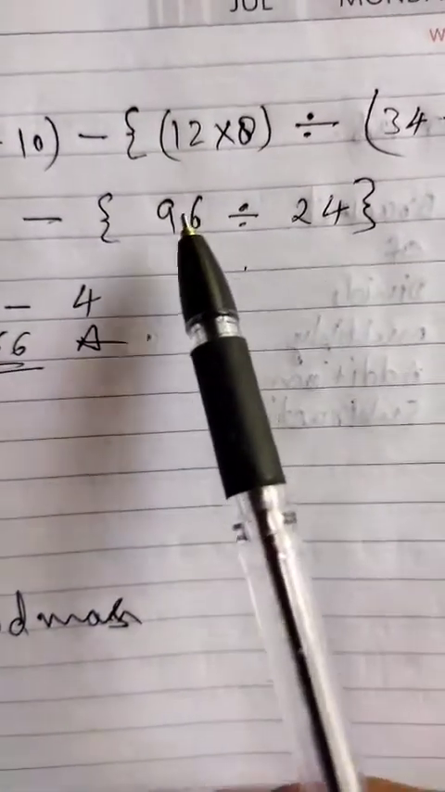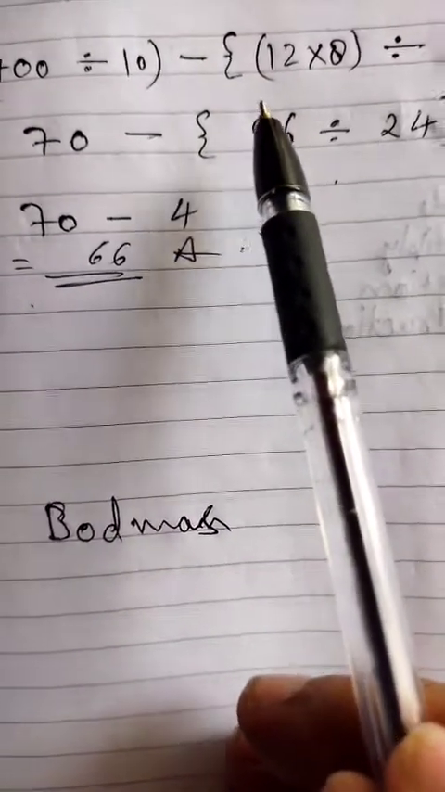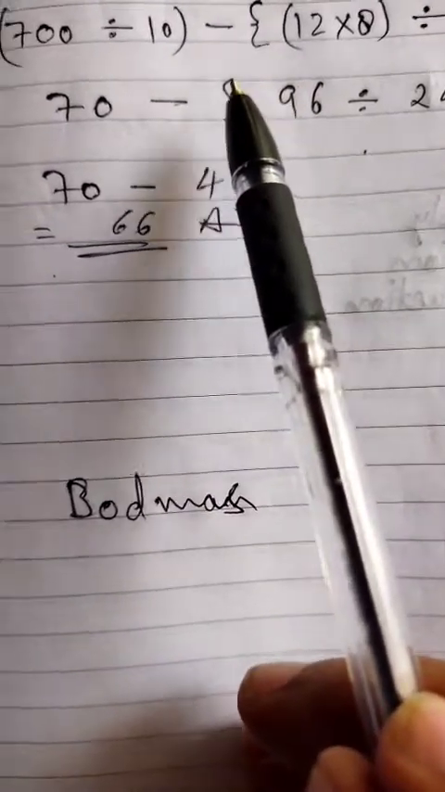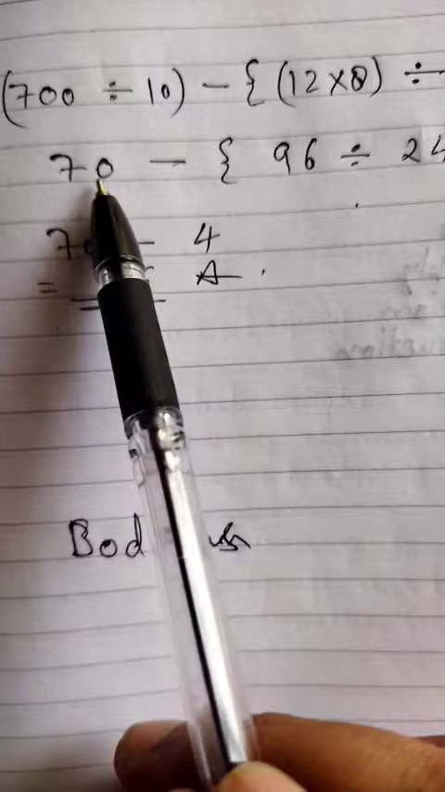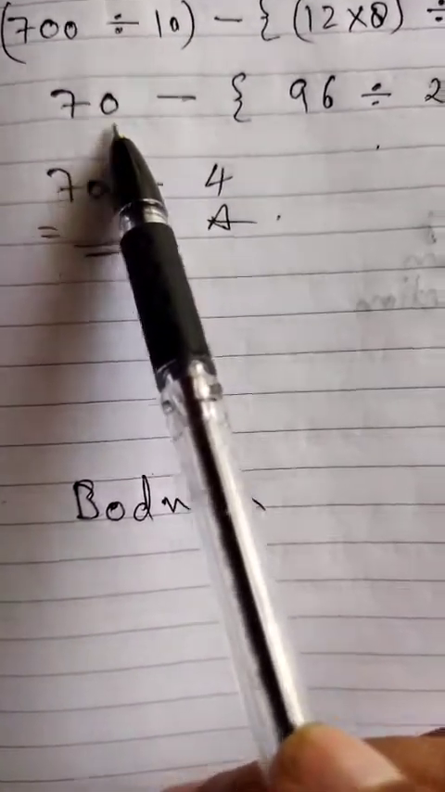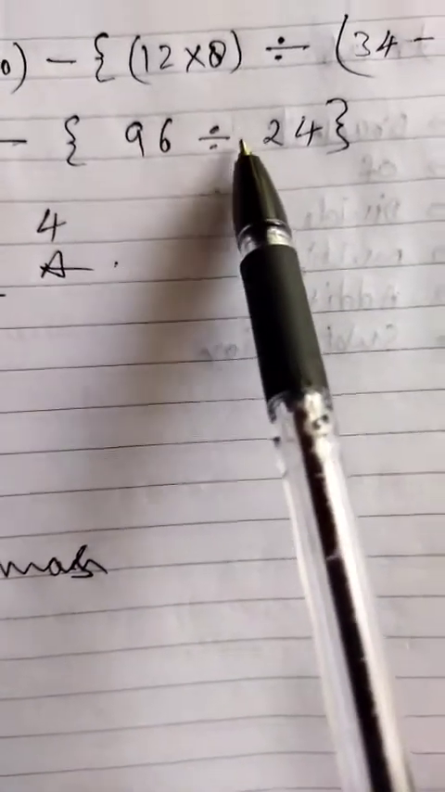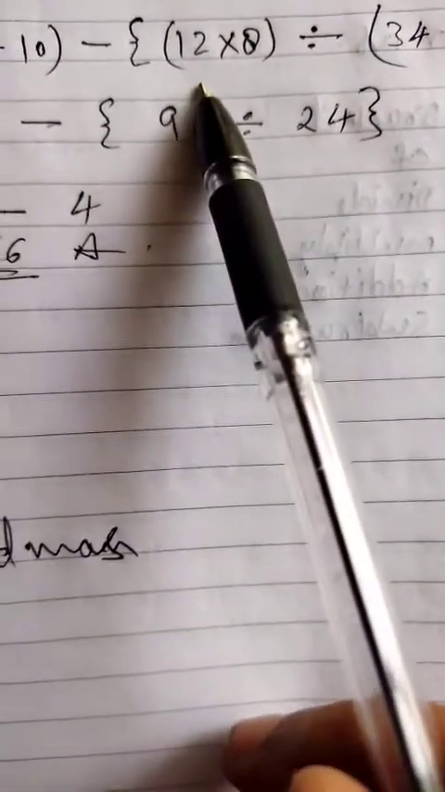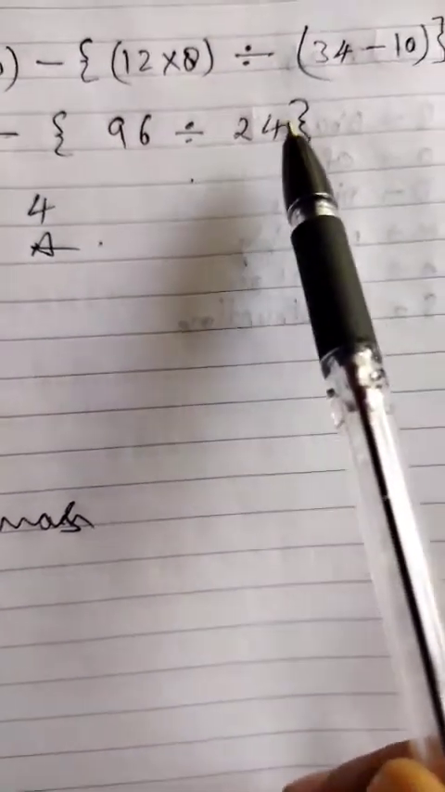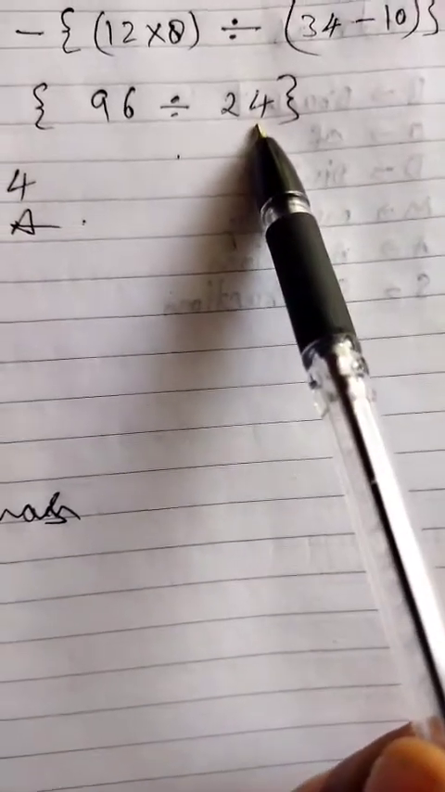Then again you will find there are many brackets, so all the brackets have to be solved at once only. But first of all we will solve the small bracket, then the curly bracket. In the small bracket, first it is 700 divided by 10. So you will solve this and get the answer 70 minus, then the curly bracket, inside which small brackets are there. So you have to solve both the brackets at a time. In the first bracket it is 12 into 8, so your answer will be 96. Then divide. Then in the second bracket 34 minus 10 is there. So after subtracting you will get 24.